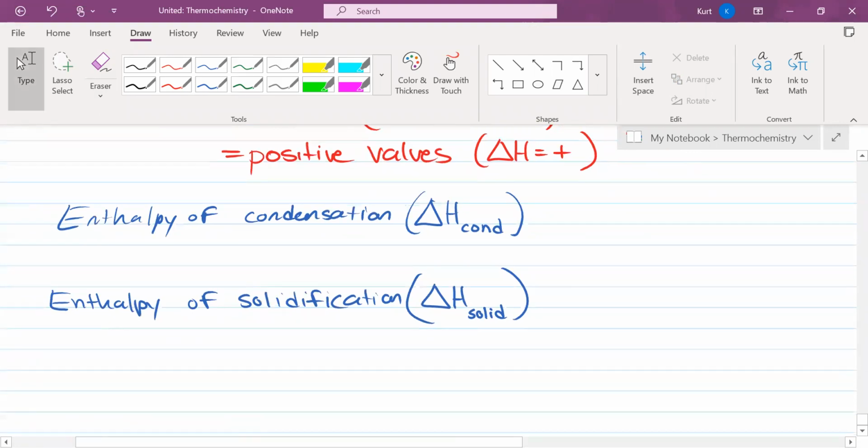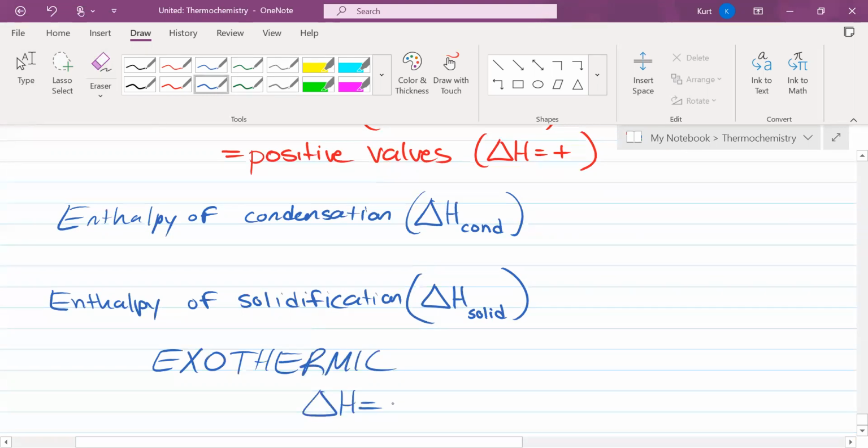Now, I use blue. It's a cool color. What do you think that means? They're both exothermic, which means that the delta H is always going to be a negative value. Now, let's make something very clear here.